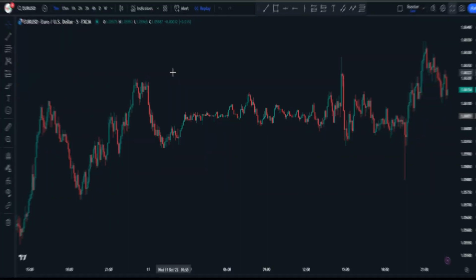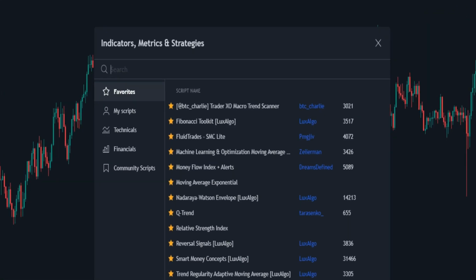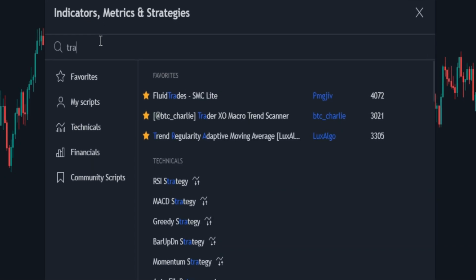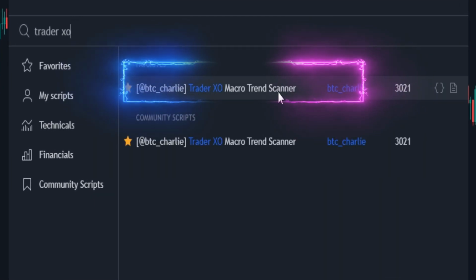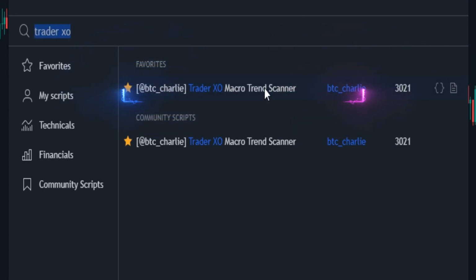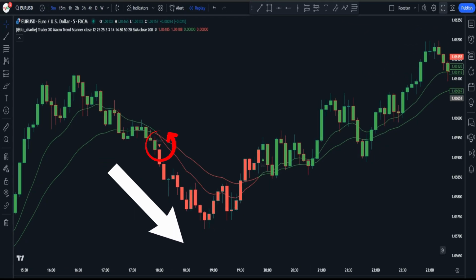Let's get to applying the first indicator. For this we will open the indicator section in TradingView, then type our first indicator's name, which is Trader XO Macro Trend Scanner. We add this to the chart. The Trader XO indicator gives a very simple and clear buy and sell signal that we're going to use to trade. This indicator contains 2 moving average graphs.